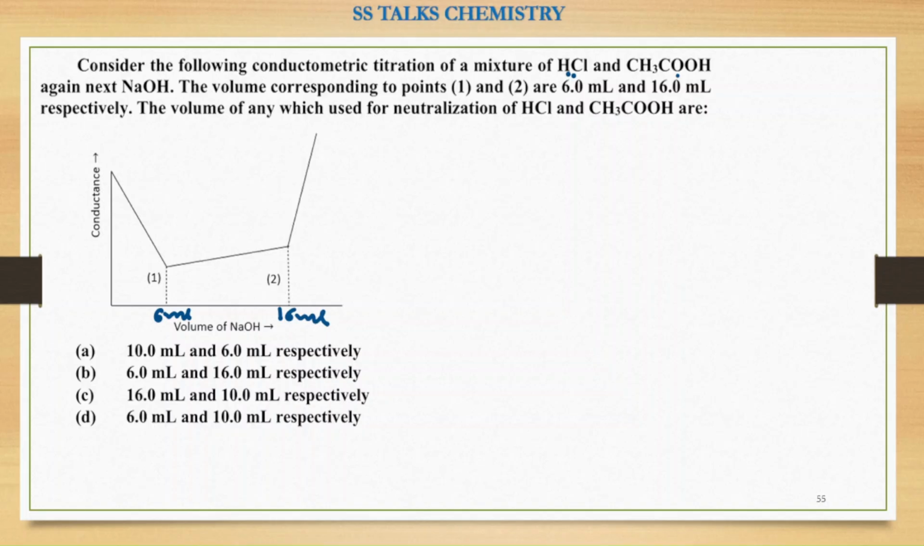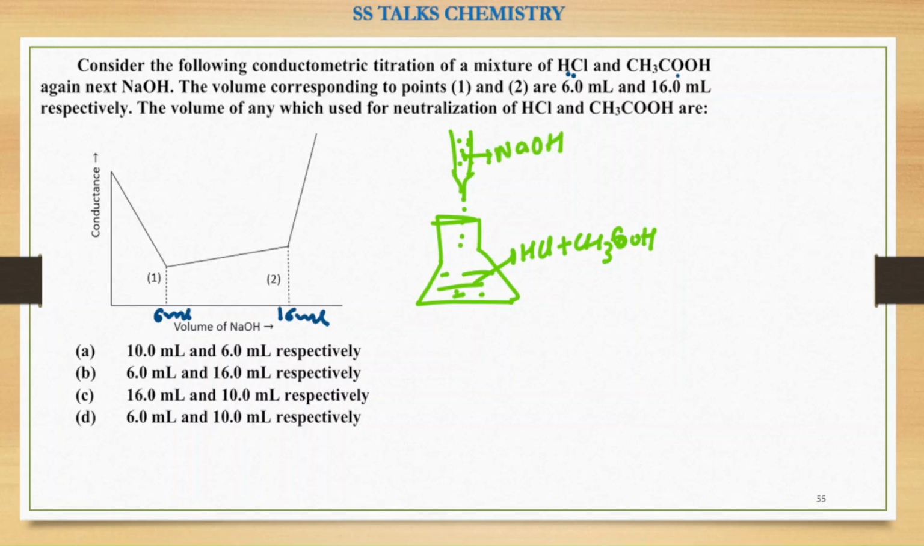So now, in the previous case, in the flask only HCl was present. This time we have a mixture of HCl plus acetic acid, CH3COOH, present. And here from the burette the NaOH is being added to it. This is NaOH we are having.